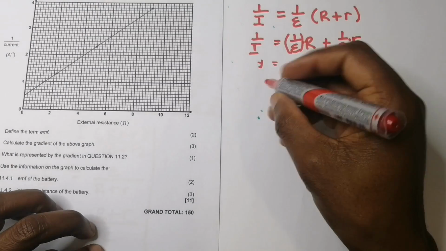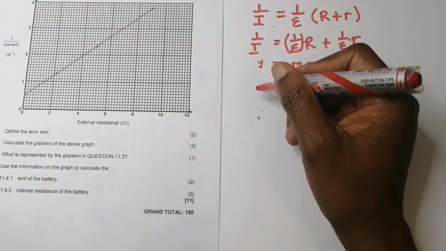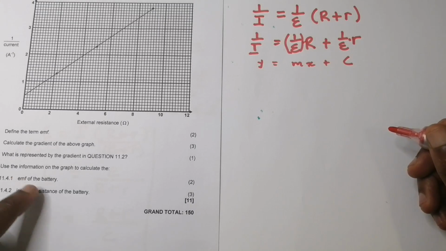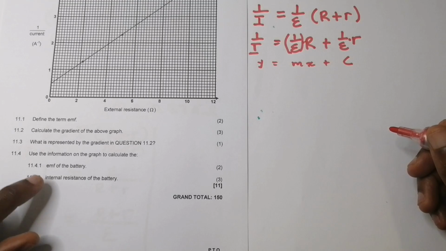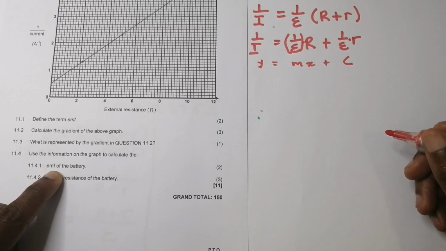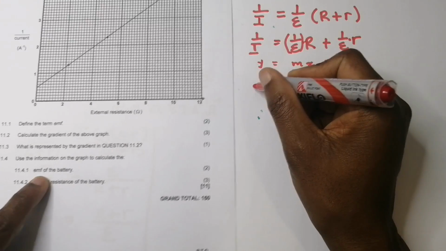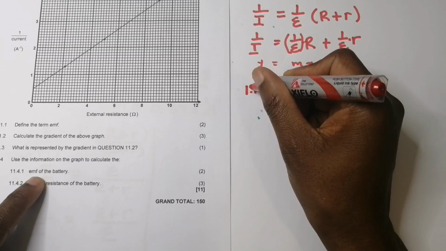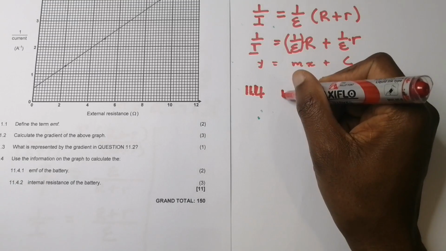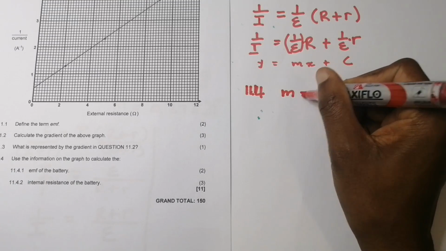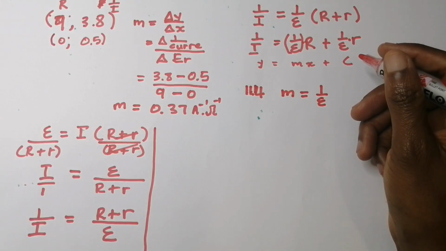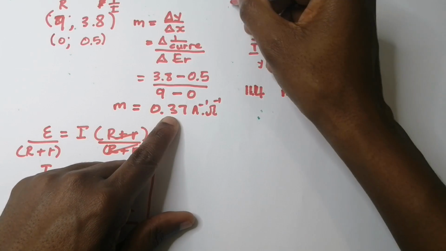Okay, so of course they're not asking us to calculate it, but look at the next question. The next question says use the information on the graph to calculate the EMF of the battery. Right, so now to get the EMF, so now we're going to 11.4. So to get that EMF, we are now going to say, well, m is equal to 1 over E. But remember, what did we get for our value for m? We got 0.37, isn't it?